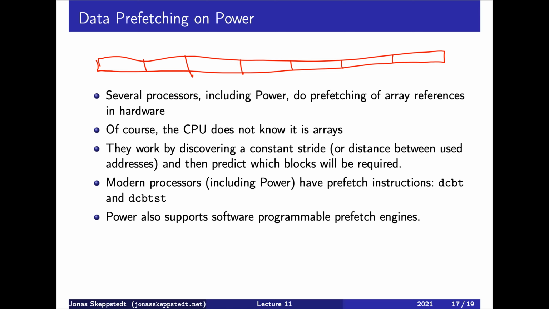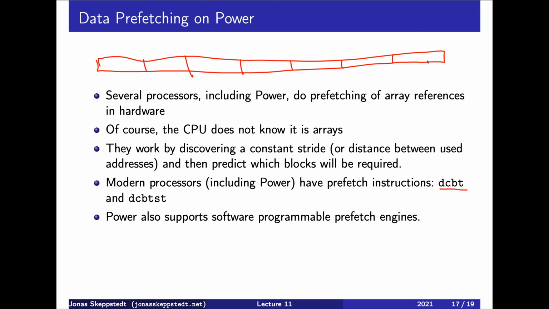Okay, so on Power we can use manual prefetching using GCC's built-in, and it will result in data cache block touch and data cache block touch for store, depending on the second parameter. On Power and some other CPUs, it's possible that the hardware starts prefetching on its own.